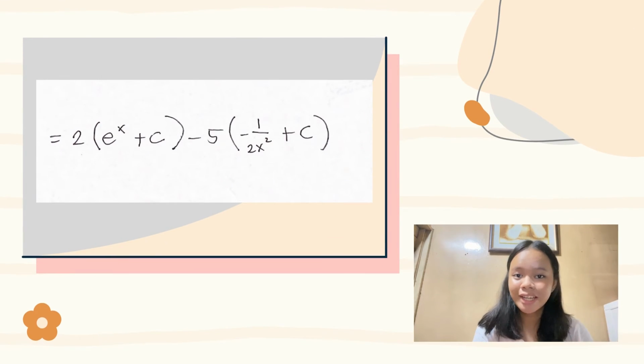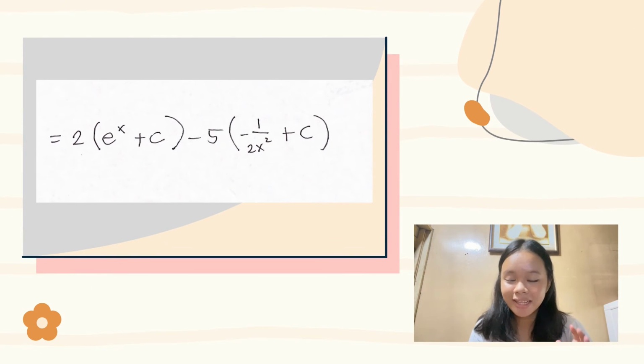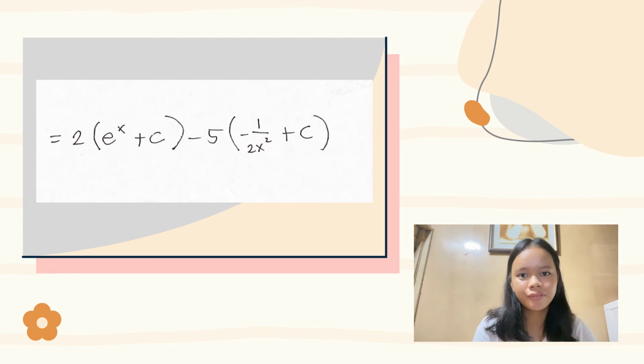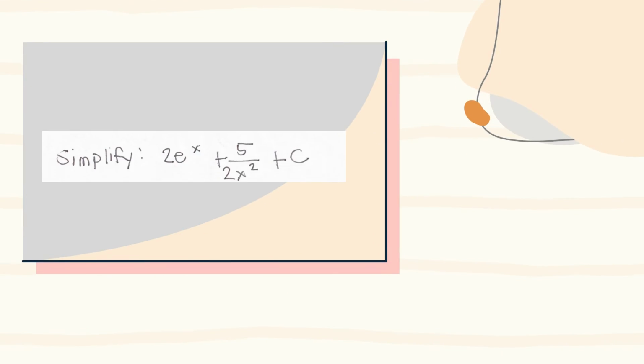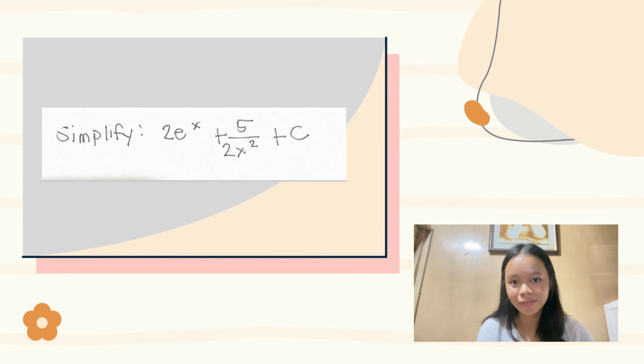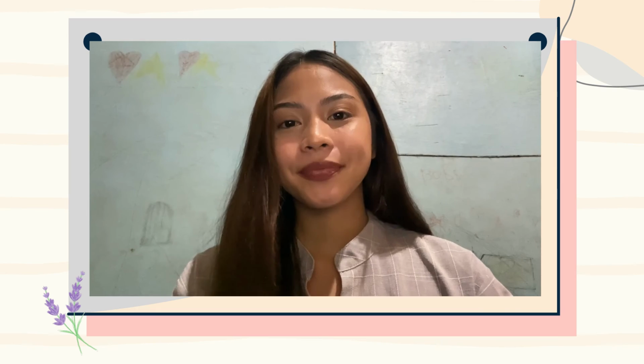In our solution, we will replace x raised to the power of negative 3 by its antiderivative. Then, we simplify the answer, in which we have 2e^x plus 1 over 2x squared plus C as our final antiderivative to the given integral problem.